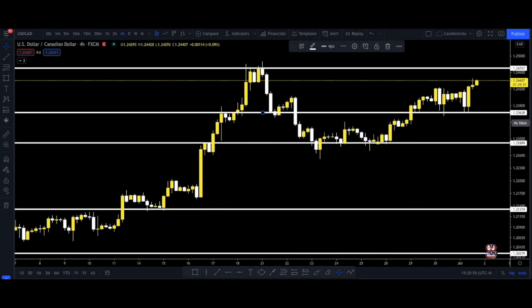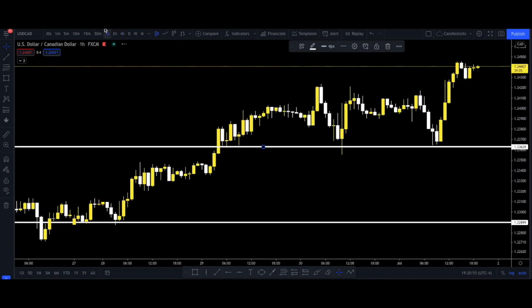Now what I want to do is show you guys what happens when we drop to a smaller time frame and show you how these levels are reacting.